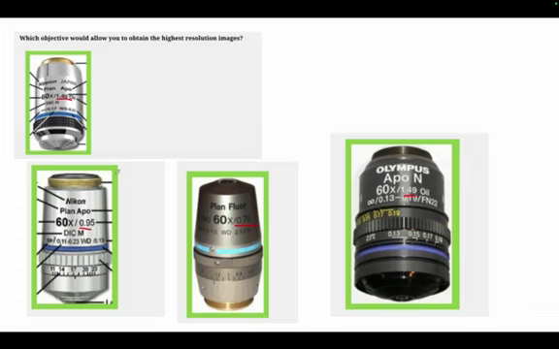And so we will look for the objective with the highest numerical aperture, which this is 0.95, this is 0.7, this is 1.4. This is an oil immersion objective. So this will give us a higher resolution image than these two. This last objective is 1.49. It's also an oil immersion objective. This is getting pretty close to the theoretical limit of the numerical aperture we can achieve. So since this has the highest numerical aperture, this will give us the highest resolution image in this set.